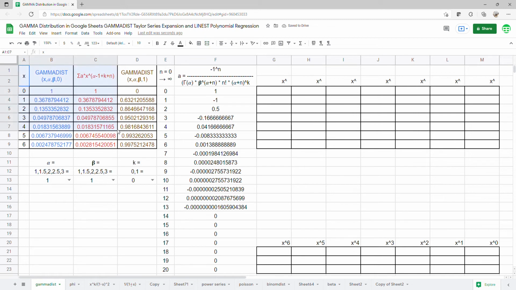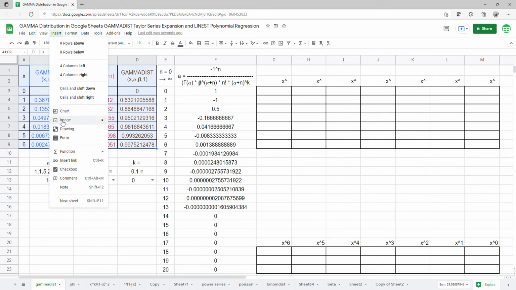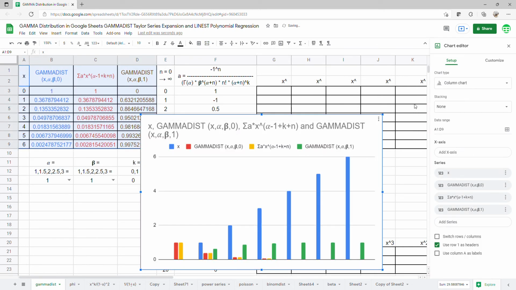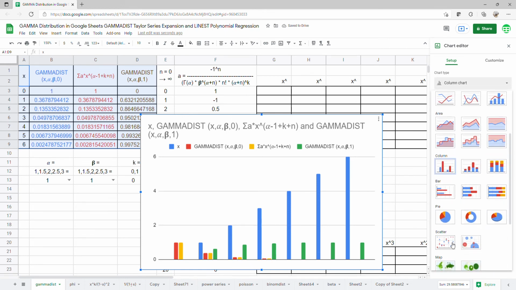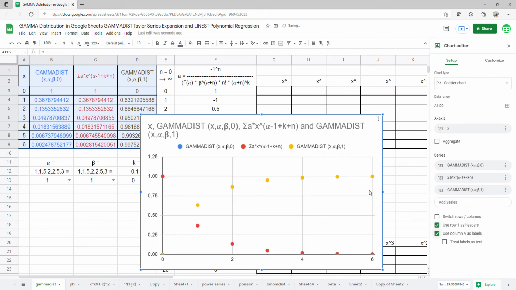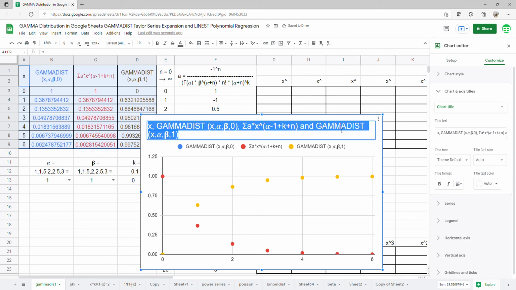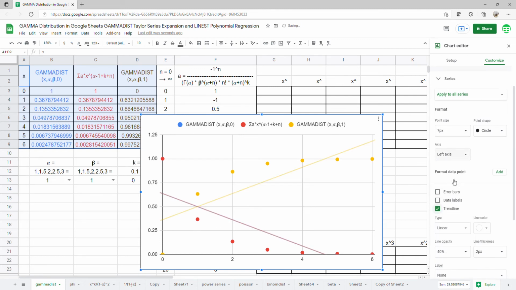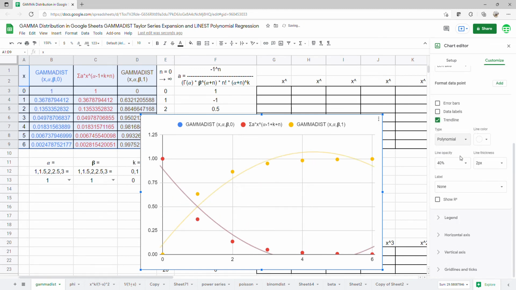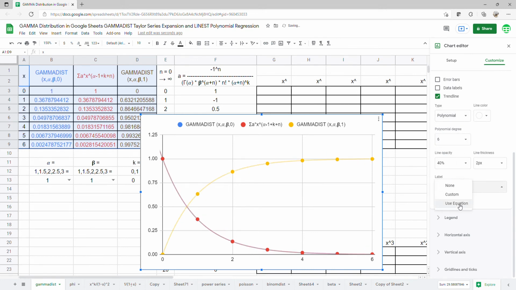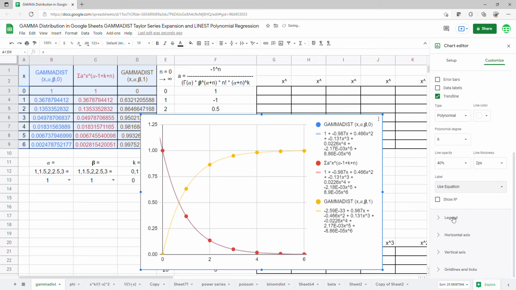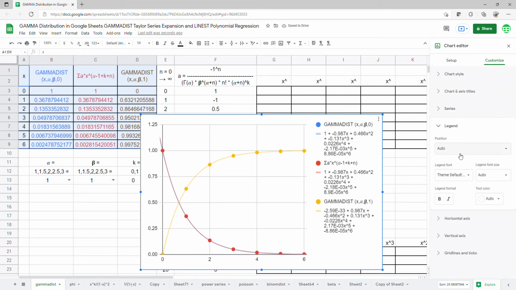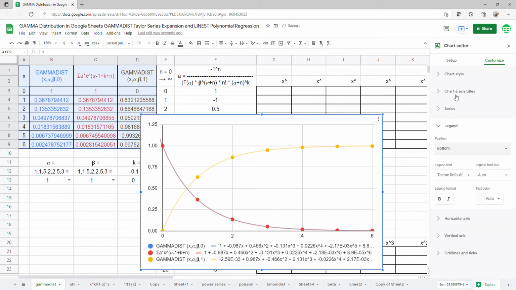And we'll chart this. Insert chart, and we use scatter chart. Use column as label. We delete the title, we don't need that. We show the trend line, the type polynomial, the degree 6. For the label, use the equation. For the legend, position at the bottom.